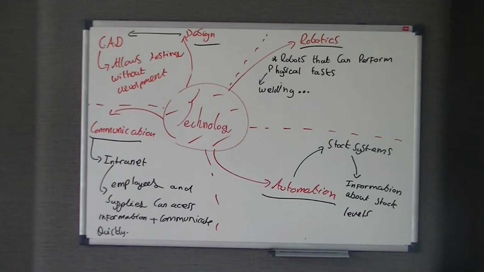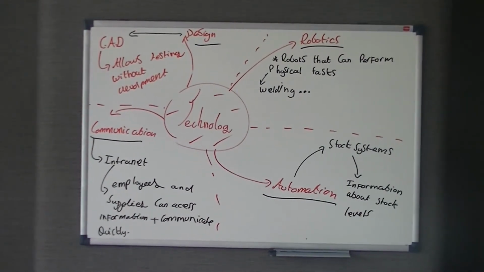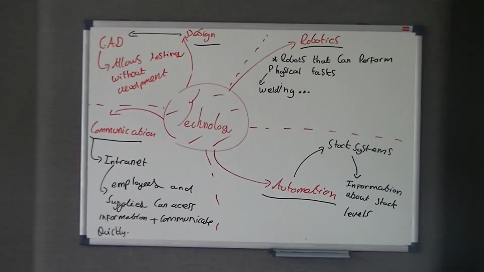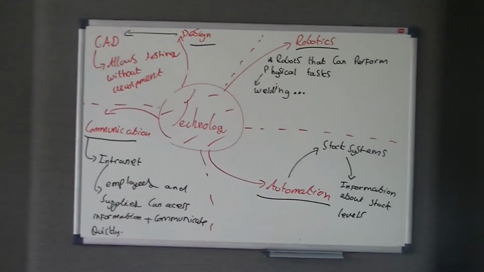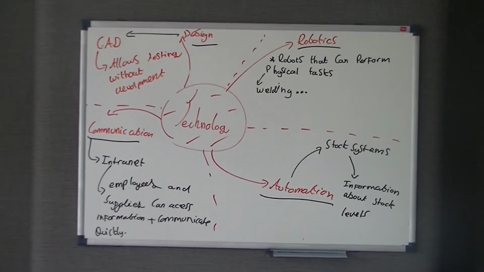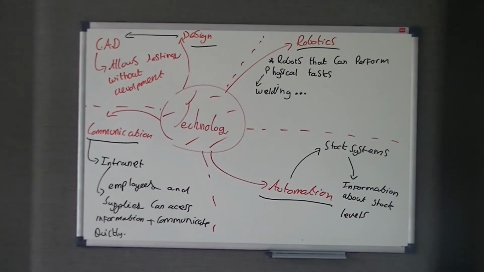Yeah, so you've got your four sections: technology, robotics, automation, communication and design. Just going over robotics again, it's where you've got a robot performing physical tasks such as welding, and then you've got your automation, which is stock level machines, so what's going in and coming out. Your communication, your intranet there at the bottom left of the screen, allows suppliers and consumers, customers even, and employees to check the emails and communicate effectively and check the stock levels and consumer habits.